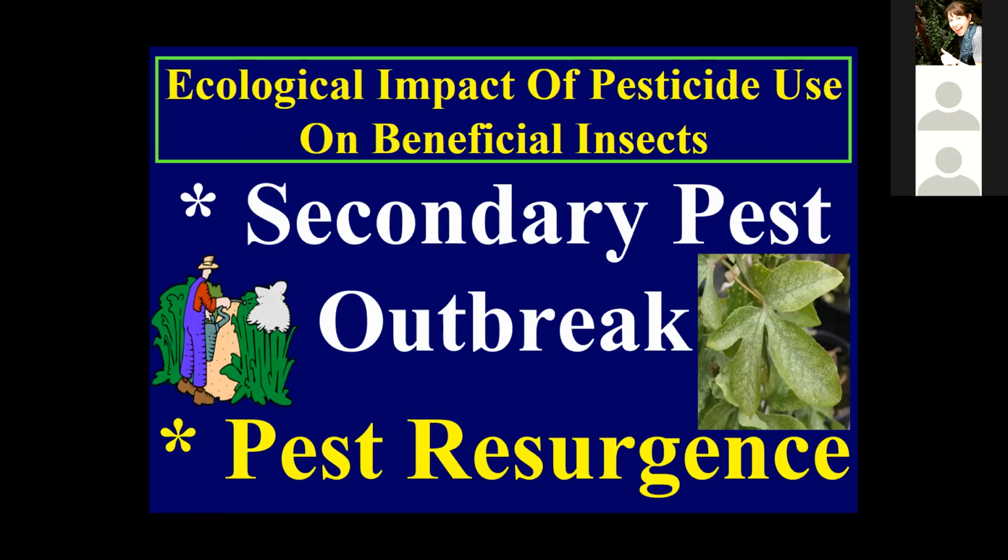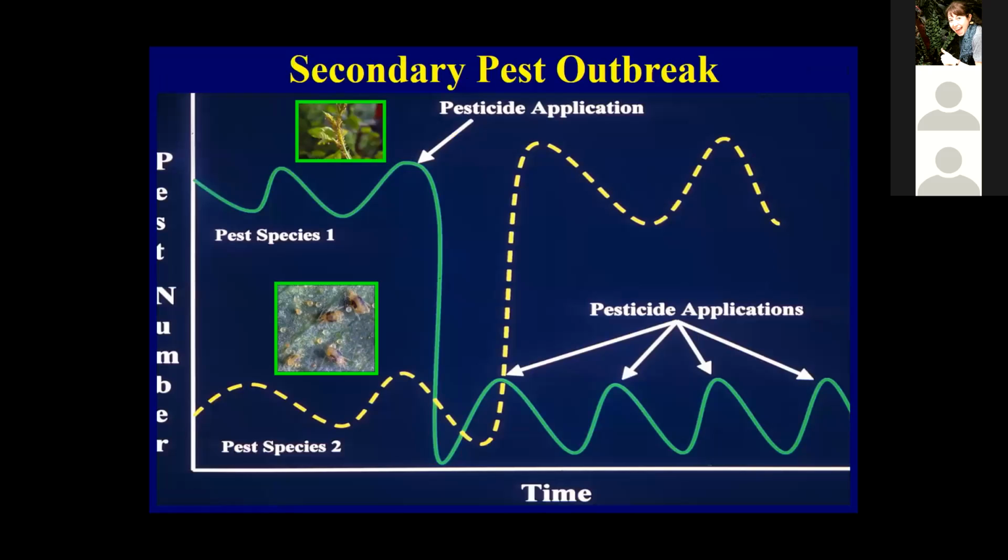So, what about some of the ecological impact of pesticide use on beneficial insects? There are 2 terms. One is secondary pest outbreak. The second one is pest resurgence. What do they mean? Well, let's explain them.